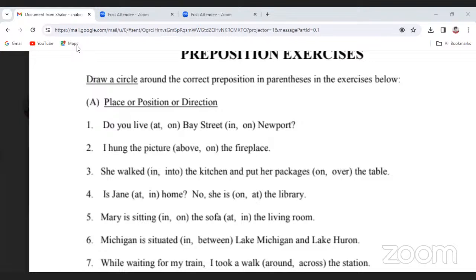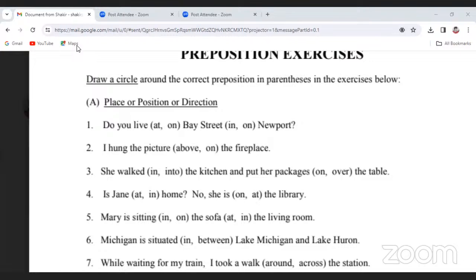Okay. So in these types of sentences, the place that has a smaller area, or that is a part, takes the preposition at, and the bigger place takes the preposition in. Do you live at Bay Street in Newport? At Kolkata in West Bengal? Okay. In this way, we move through it. We move to question number 2.